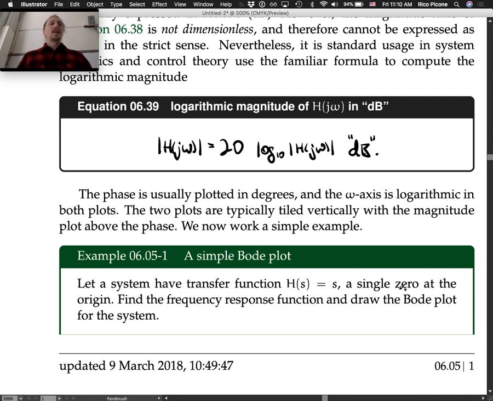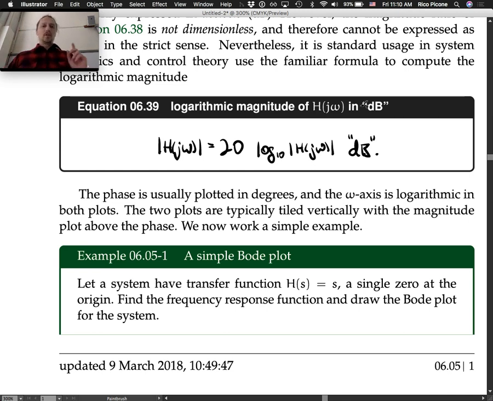The phase is usually plotted in degrees, and the omega axis is logarithmic in both plots. So we plot on the horizontal axis omega, and we have that be logarithmic in both cases. In the magnitude plot, we plot in this weird dB, and in the phase plot, we plot in degrees. It's really just a lecture on how to plot something, which is kind of weird, but we also learn how to sketch, which is a really useful thing to understand because it gives you a little bit of intuition on what a transfer function is going to look like as a frequency response function.